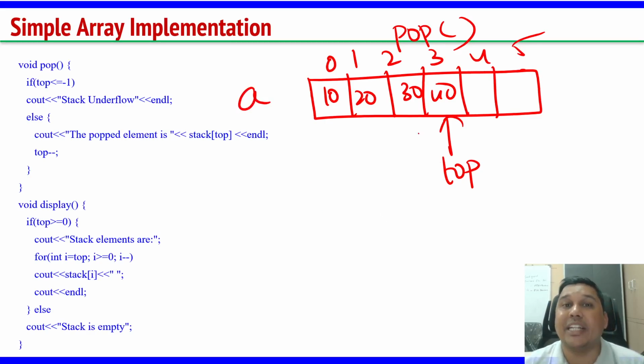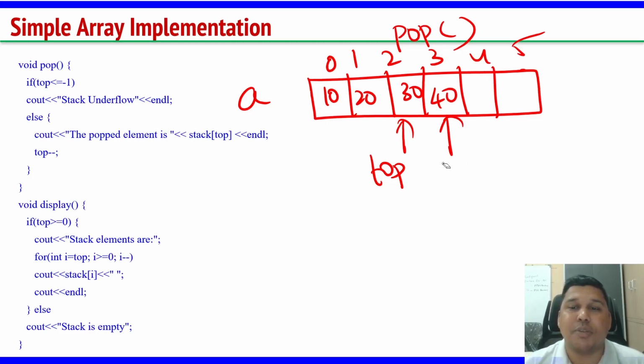Pop means I have to delete the topmost element. What is the topmost element? 40, because top is pointing to 40. Pop means just make this your top, that's it. You cannot delete. You already know that in array implementation we cannot delete an element, you cannot delete a node. So the pop operation is just to make top minus minus.